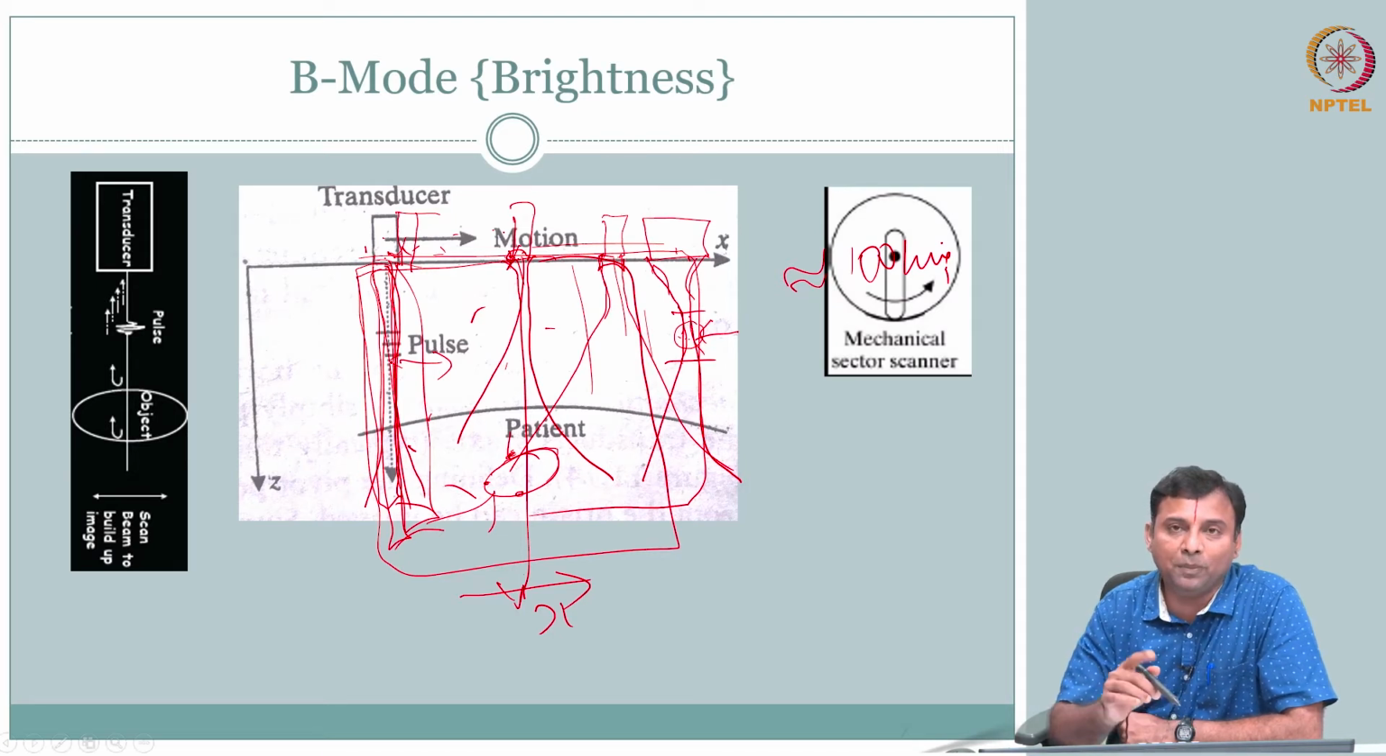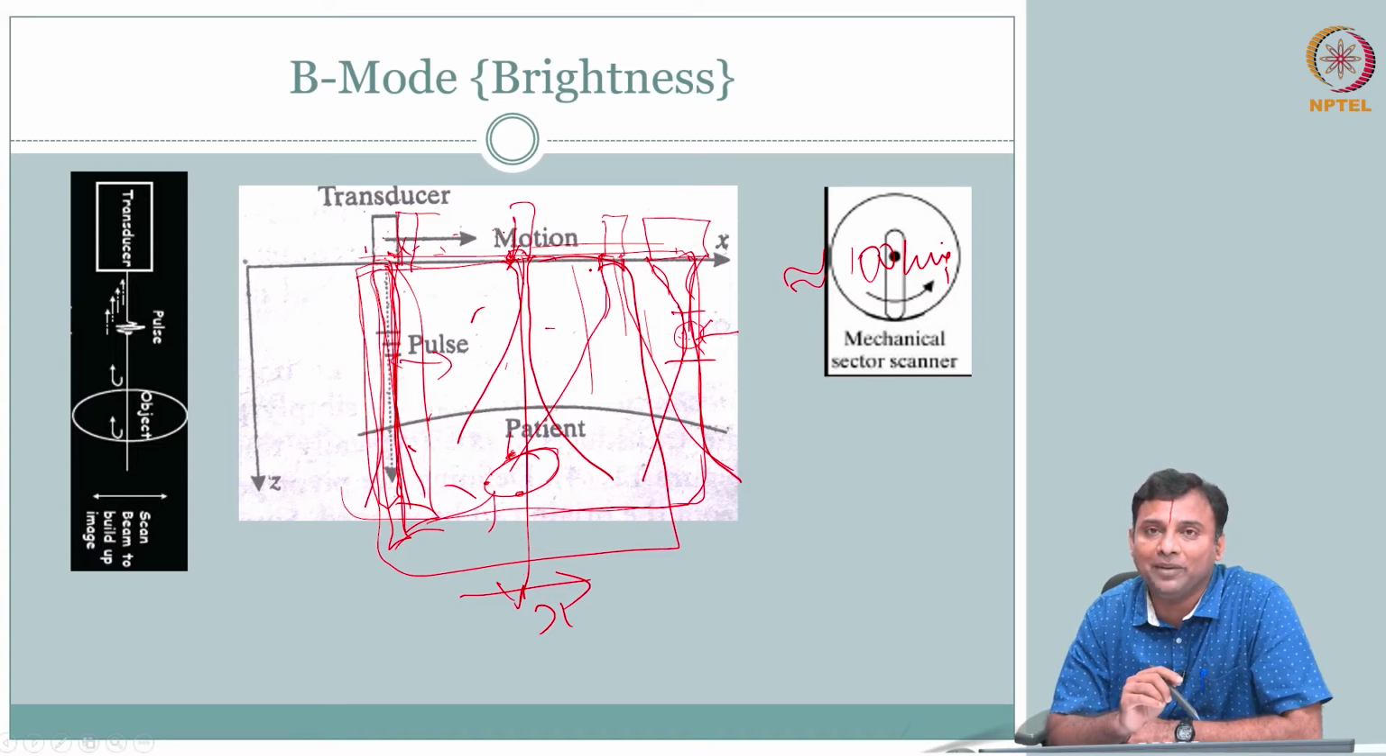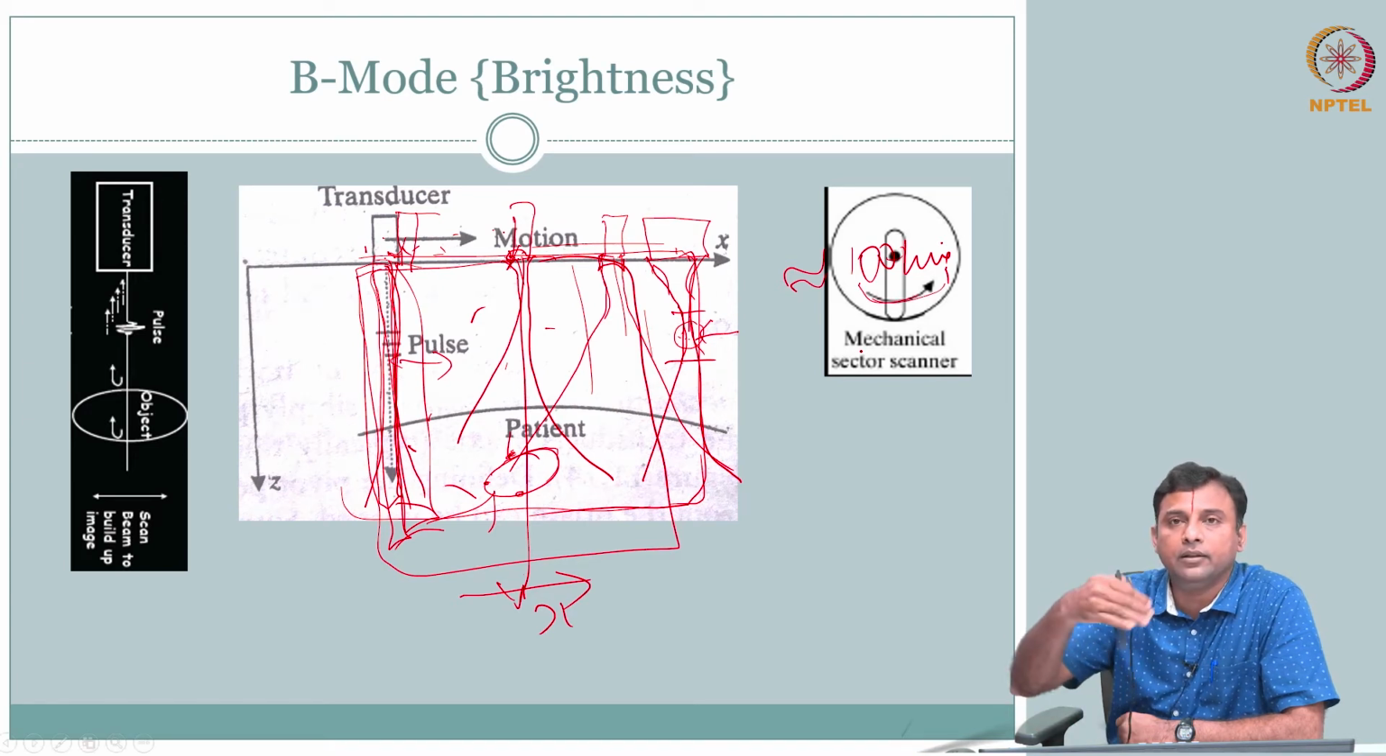The number of times is your pulse repetition rate, and how many pulses do you need to send to obtain one frame? That's your frame rate. Of course, this is linear motion. You could also do a sector scan, right? You connect this and you can articulate it at an angle.